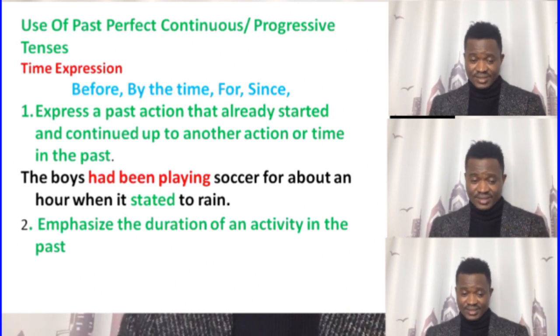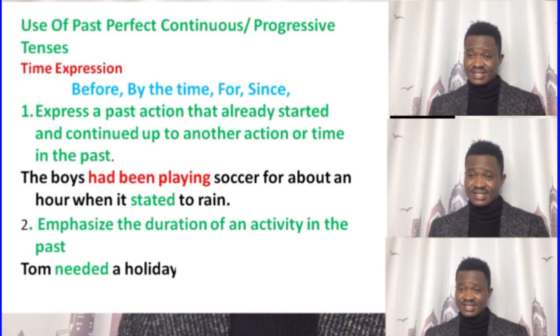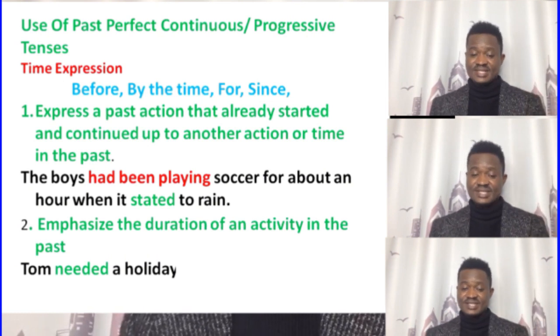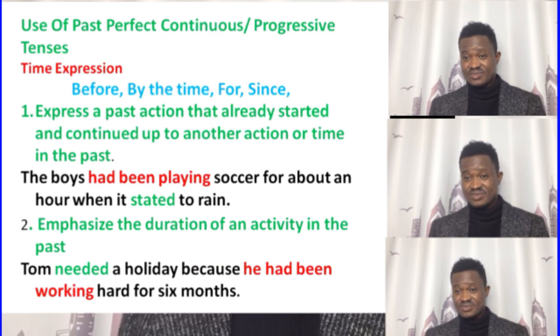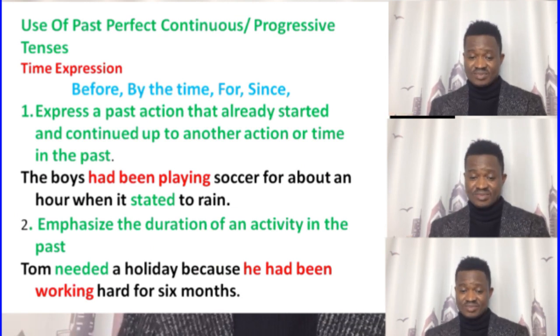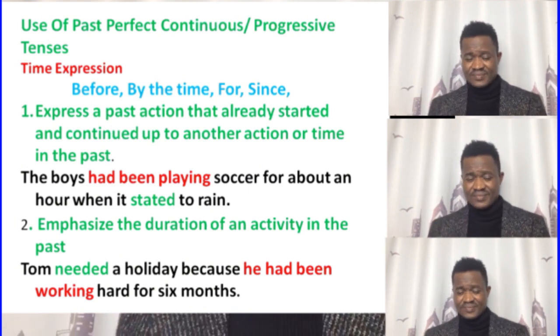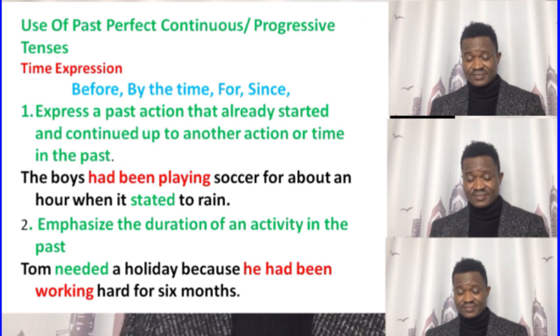So, for example here: Tom needed a holiday. That's a simple past. Now let's go to the past perfect progressive, because he had been working hard for 6 months. So for 6 months, this is the duration. So that's also to emphasize the duration.